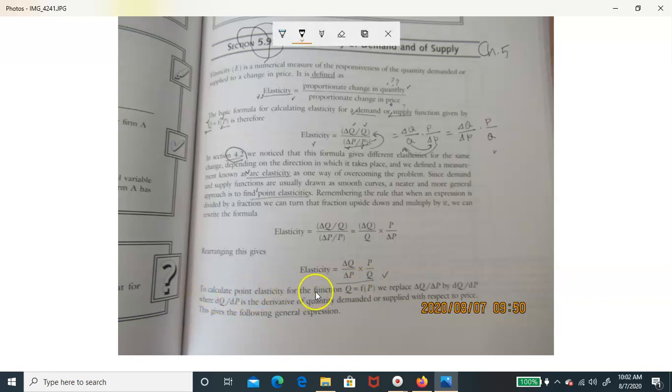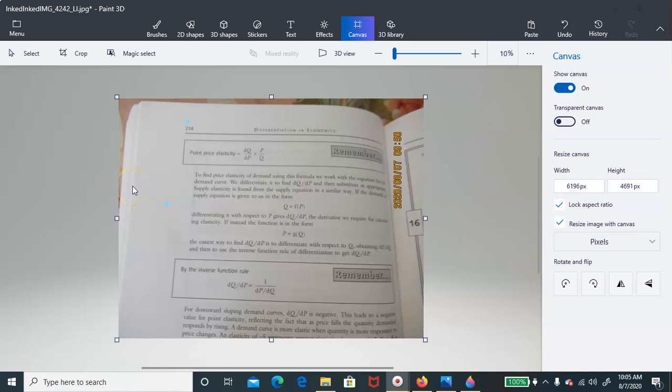To calculate point elasticity for the function, where Q is a function f of P, we replace delta Q over delta P with dQ over dP. This is the derivative, where dQ over dP is the derivative of quantity demanded or supplied with respect to price. We are differentiating with respect to price. Okay, now we continue. This is point elasticity that we did last time.